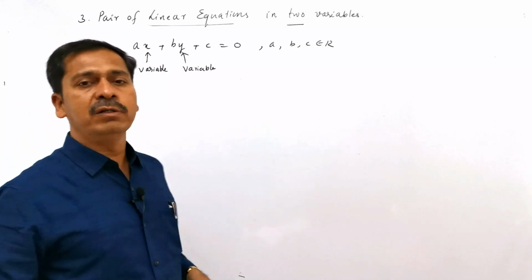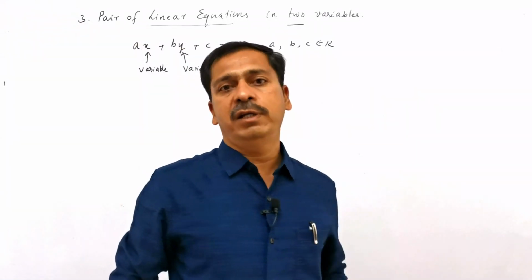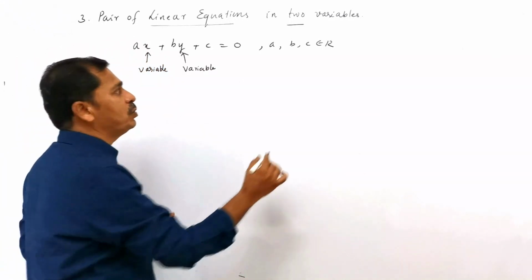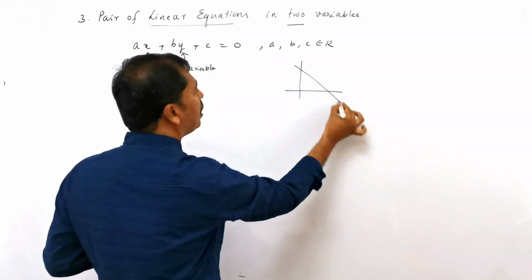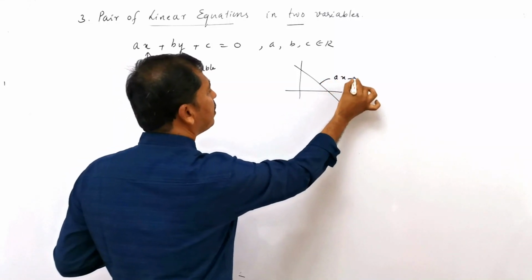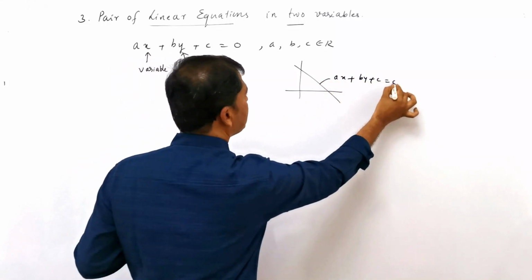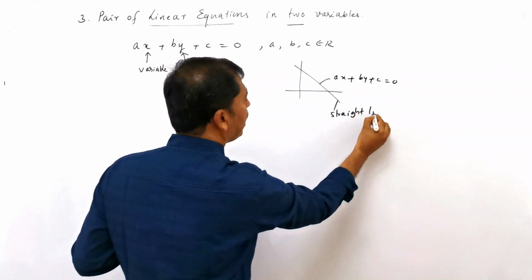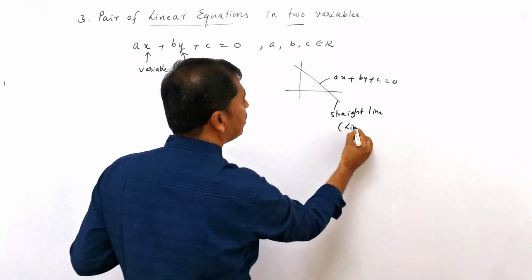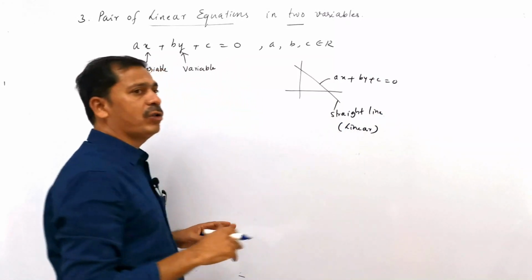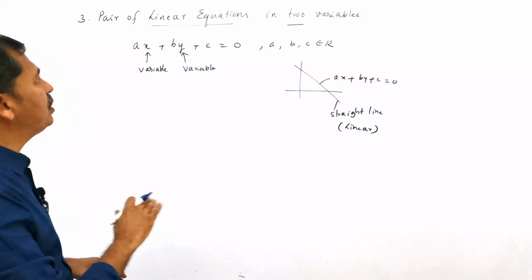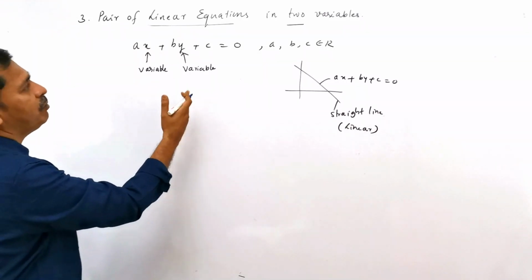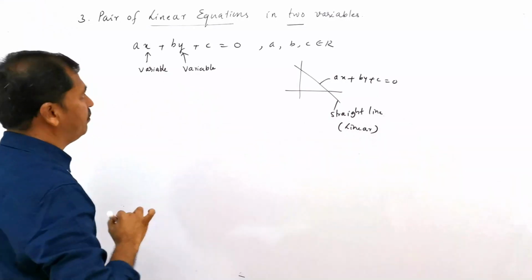And there is one more reason to say that it is linear. If you plot the graph of the equation ax plus by plus c is equal to 0, the graph is a straight line. It means it is linear. This is another reason why we call this a linear equation. So this is the meaning of the linear equation. An equation of the form ax plus by plus c is equal to 0 is called a linear equation.